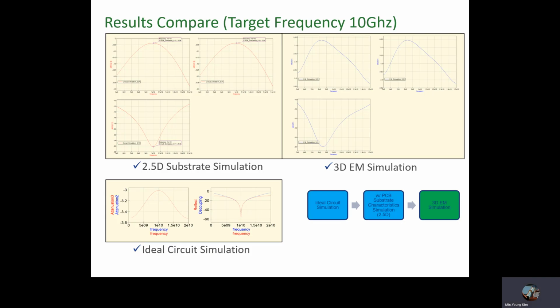This is the simulation result. Compare all our previous steps. The 3D EM simulation results are not far from the ideal tendency.